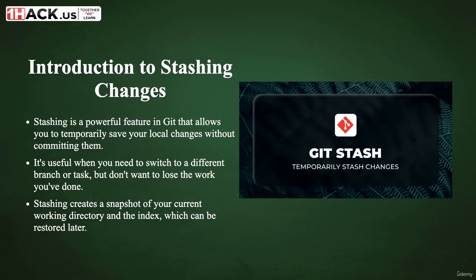When you stash your changes, Git creates a snapshot of your current working directory and the index, which can be restored later. This means you can save your progress, switch to a different branch, and then come back to your stashed changes whenever you're ready.